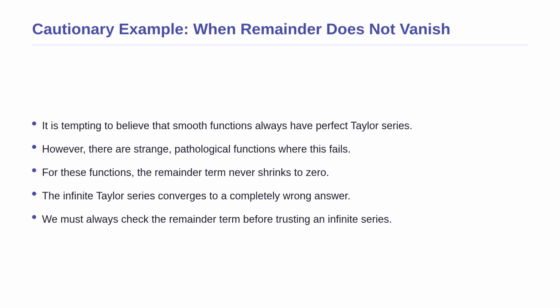So, we have successfully approximated a function, but this brings us to a dangerous trap. It is very tempting to believe that if a function is smooth and we can take its derivatives forever, its Taylor series will always eventually match the function perfectly. However, there are strange pathological functions where the Taylor polynomial can be calculated, but the remainder term never shrinks to zero, no matter how many terms you add. In these cases, the infinite Taylor series converges to a completely wrong answer. Let us look at a famous cautionary example that proves this point.